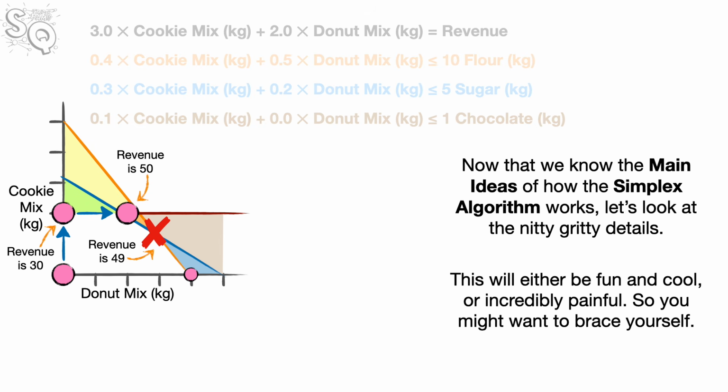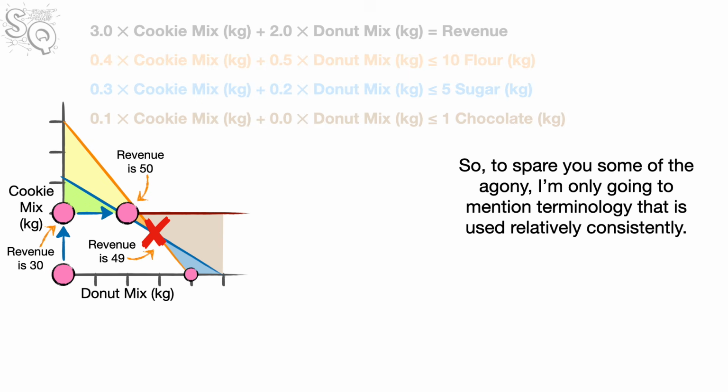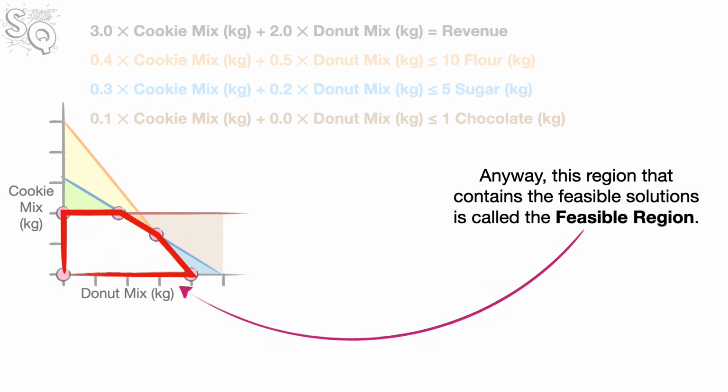This will either be fun and cool or incredibly painful, so you might want to brace yourself. Note, one of the painful things about the Simplex algorithm is that there's a lot of inconsistency in how its terminology is used. So, to spare you some of the agony, I'm only going to mention terminology that is used relatively consistently. Small bam. Anyway, this region that contains the feasible solutions is called the feasible region.